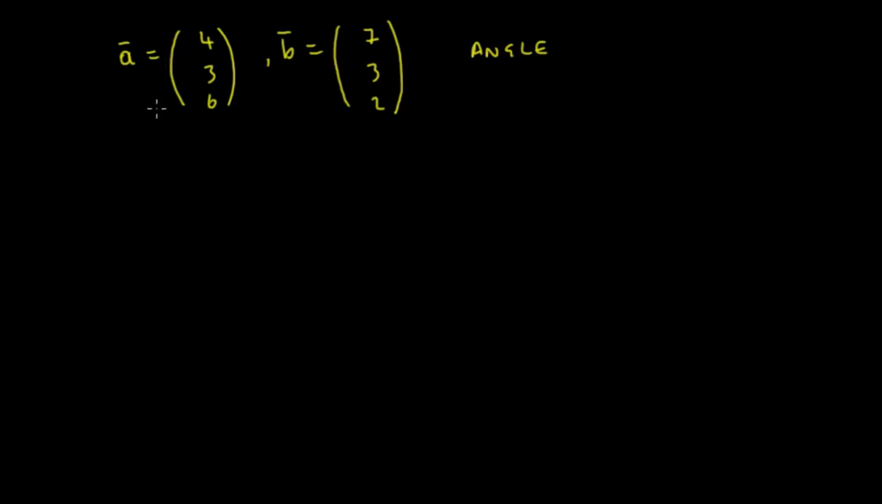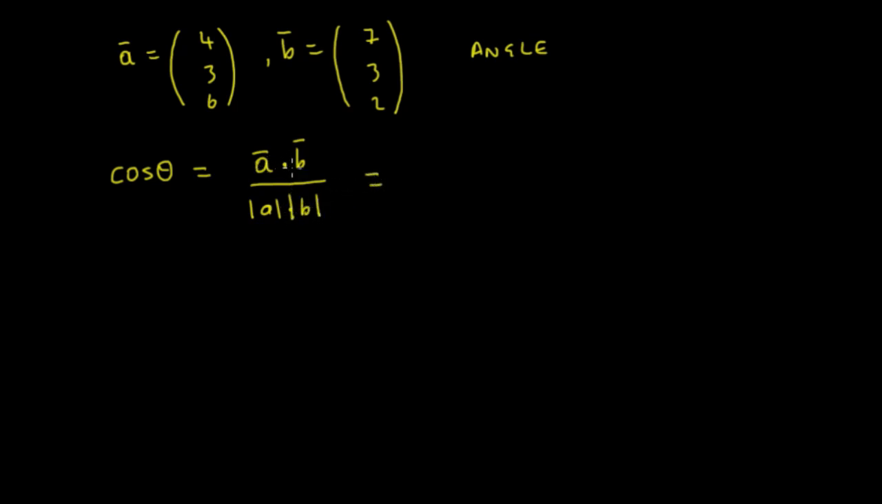We are looking to find the angle between these two vectors. Vector A is (4, 3, 6) and vector B is (7, 3, 2). We know that the cos of the angle between the vectors is equal to the dot product of the vectors, A dot B, upon the length of vector A times the length of vector B.